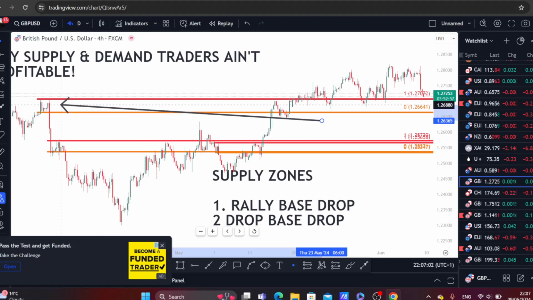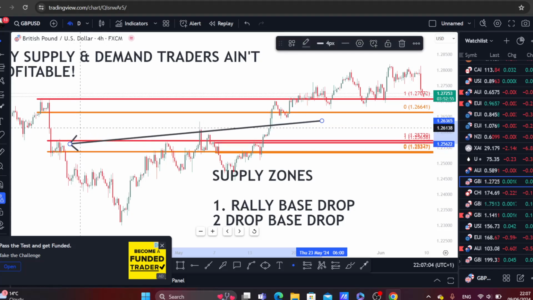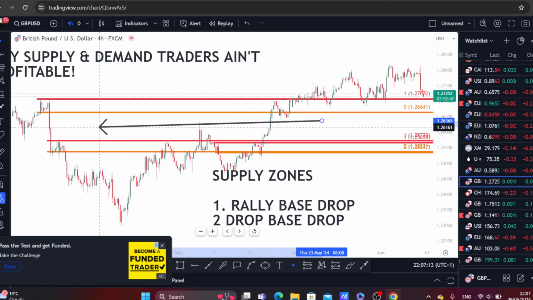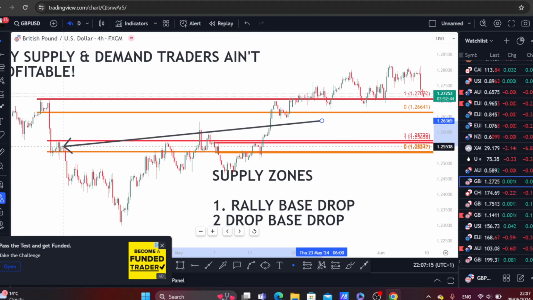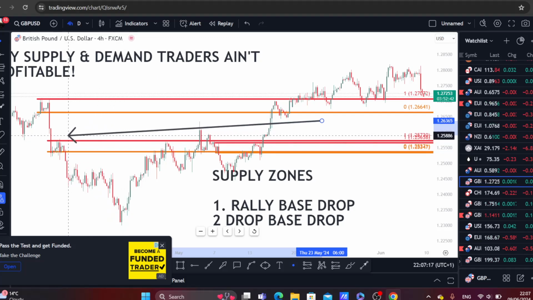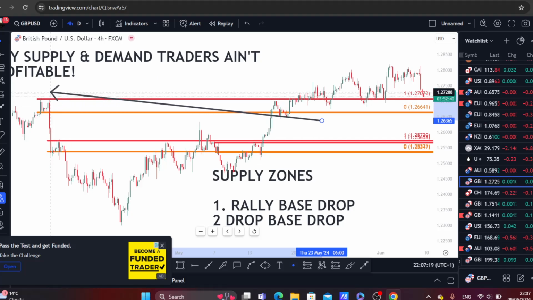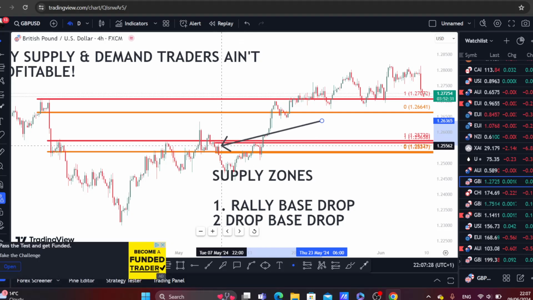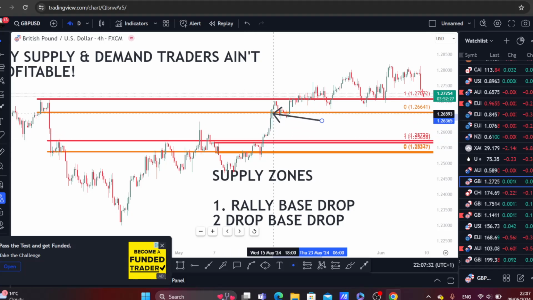So if you've taken those 3 supply zones, you were all stopped out, because if you take the supply zone, your stop loss will be above that level. You took that one, stop will be above here, and you took this one, your stop will be above there. Your stop was above the level, you were taken out.